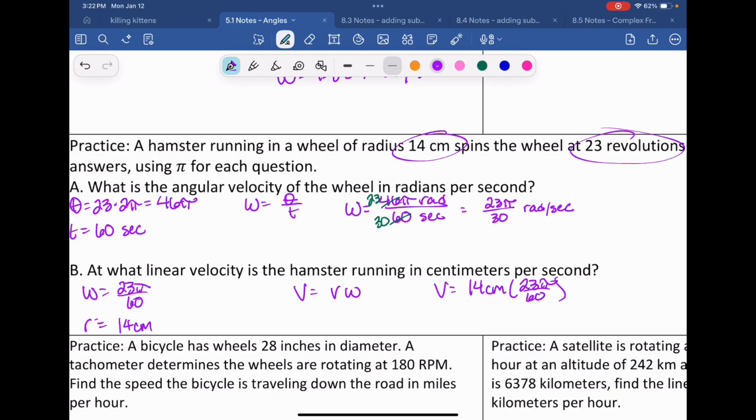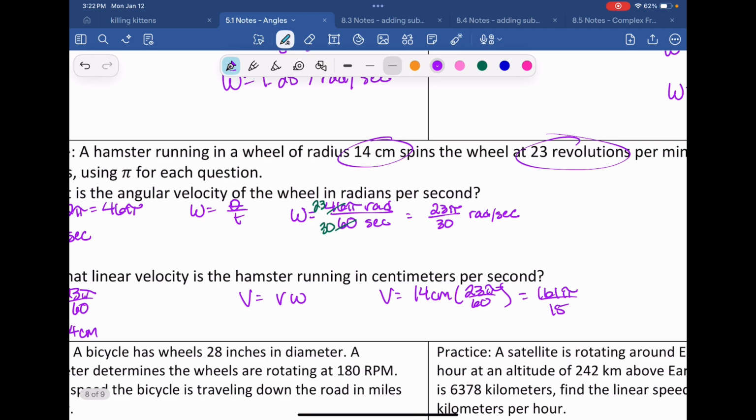All right, so we work that out and we get 161 pi over 15 centimeters per second.